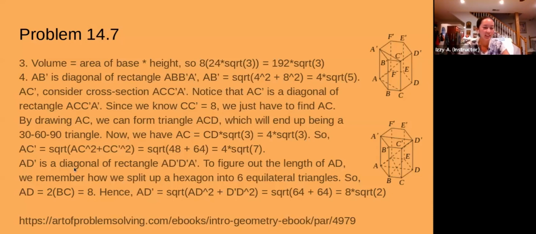And finally, we have AD'. So AD' is a diagonal of rectangle ADD'A'. And to figure out the length of AD, remember how we can split up a hexagon into 6 equilateral triangles, or we don't have to, but that's one way. So AD is equal to 2 times BC, and that would be 8. Therefore, AD' is equal to the square root of AD squared plus DD' squared, and that's going to be equal to the square root of 64 plus 64. And if you simplify that, that'll be 8 times the square root of 2.